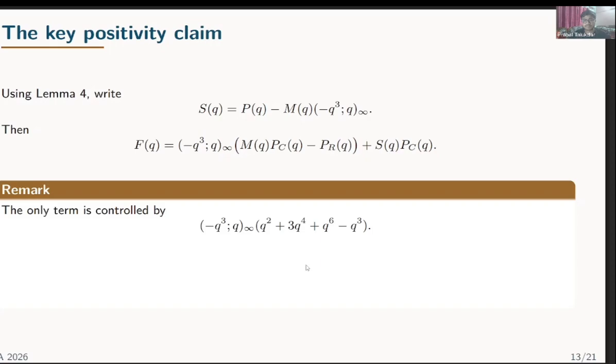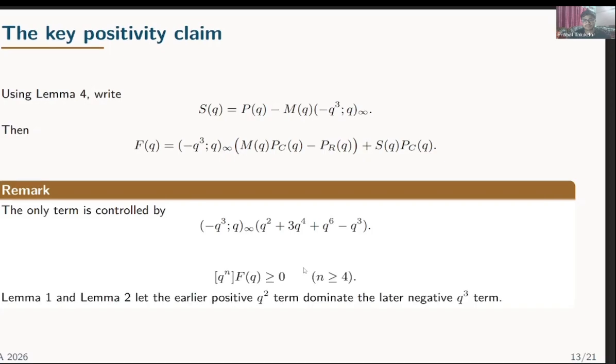Now when we multiply by the distinct parts product, this compares d3 of n minus 2 with d3 of n minus 3. Now Lemma 2 already says that the first is at least the second. Therefore f_n has non-negative coefficients for n at least 4.